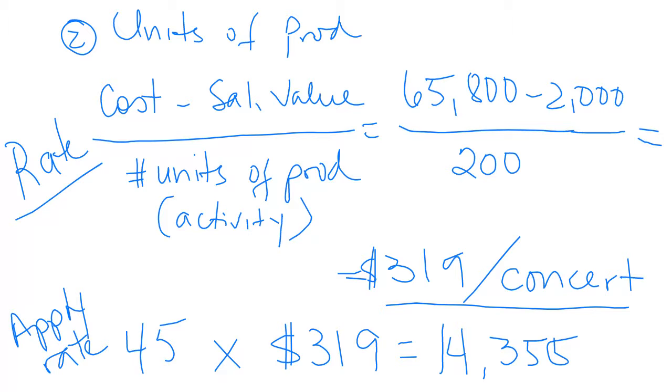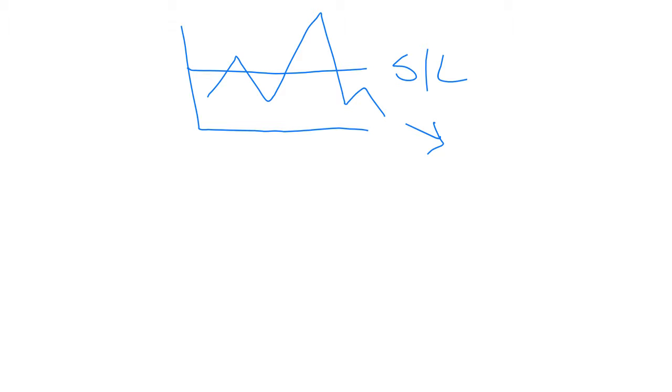One more thing, let me go back to my white screen. I'll go ahead and delete this. I want to show you something. If we are using straight line depreciation, I am going to put it on a graph. The straight line depreciation will look like this. Under the straight line depreciation, we depreciate the same amount every period of the asset's useful life. However, if we're using units of production, it may look something like this: units of production.